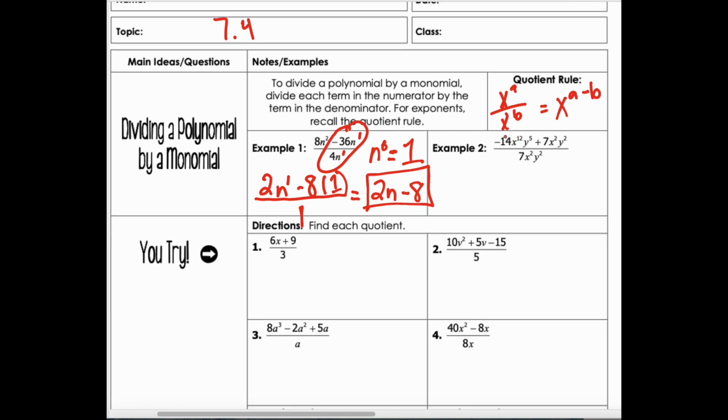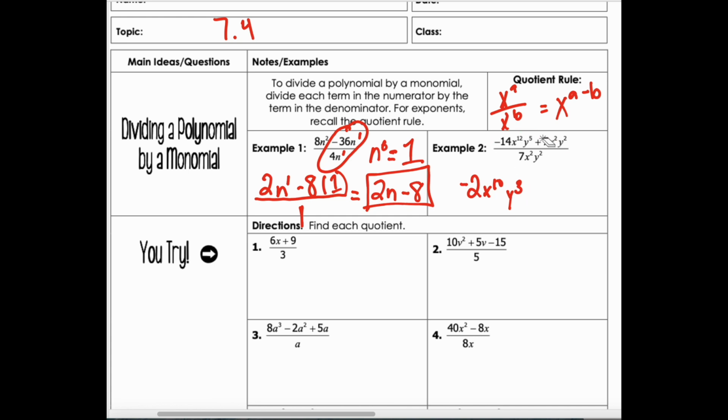Just like I said earlier, we're going to look at the left side, then the right. On my left side, I'm going to separate the two since this is a plus sign. We're going to look at just the left side. Negative 14 divided by 7 is going to be negative 2. Then x to the 12th divided by x to the 2, we subtract the exponents, which is going to be x to the 10. Then we have y to the 5, and we subtract the 2, which is going to be y to the 3, or y cubed.